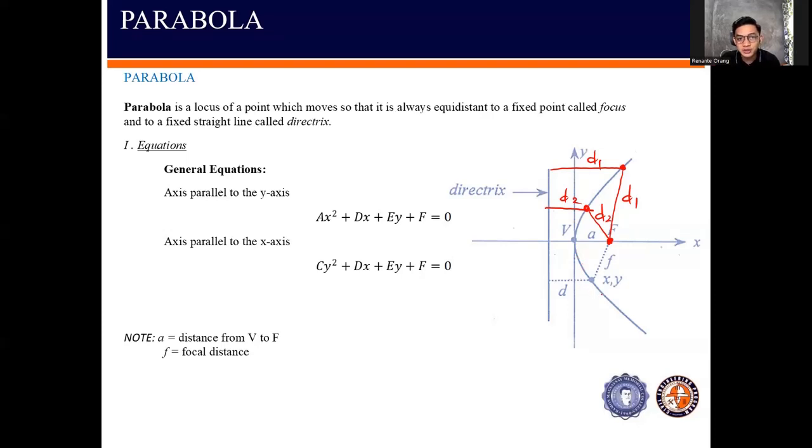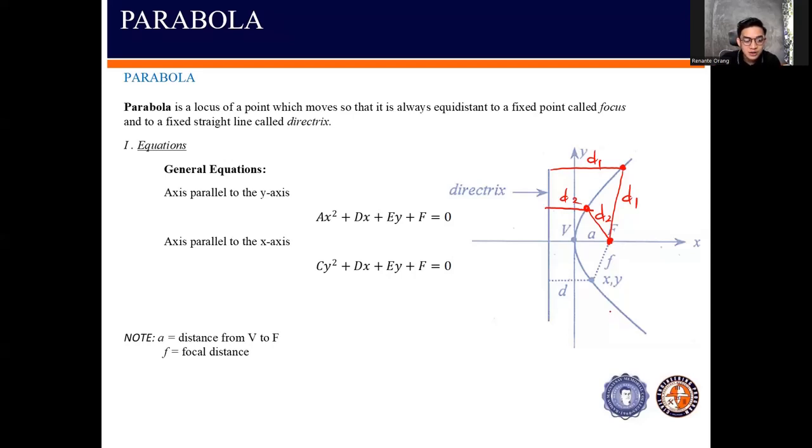So, we have our equations. Ito yung tinatawag natin na general equation, no? Axis parallel to the y-axis. Pag yung ating axis daw is parallel sa ating y-axis, yung ating equation is ax squared plus dx plus ey plus f is equivalent to 0. But if our axis is parallel to our x-axis, kumbaga baliktad siya dito, that is cy squared plus dx plus ey plus f is equivalent to 0.